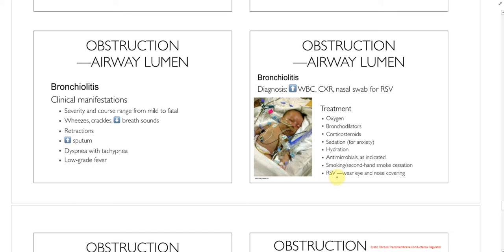And then if they have RSV, then we're going to wear eye and nose covering to prevent transmission.